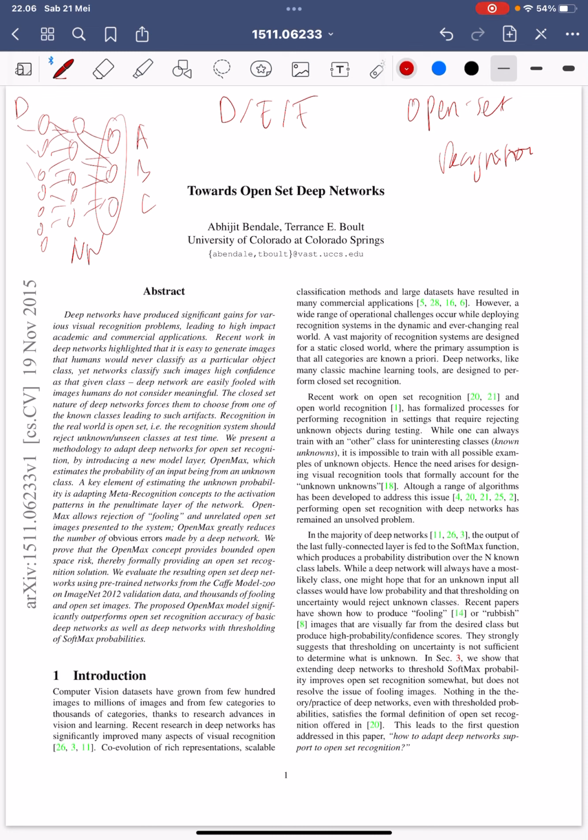specifically for image recognition. So this is a paper that tries to identify unseen classes using an output layer called OpenMax. This paper proposes OpenMax to replace the original softmax layer. So how does it work?